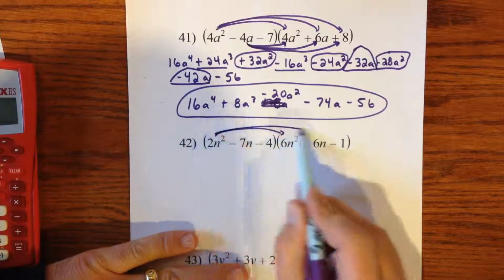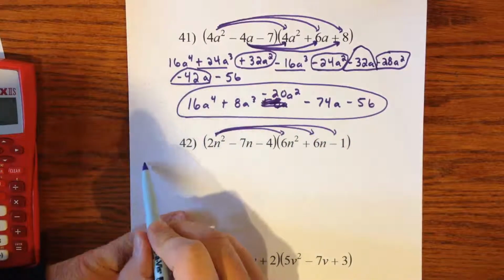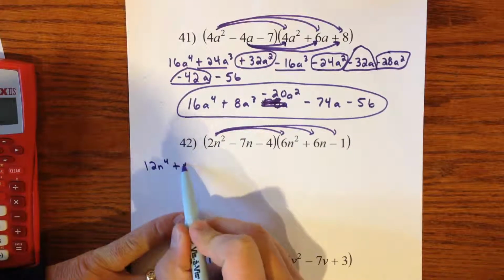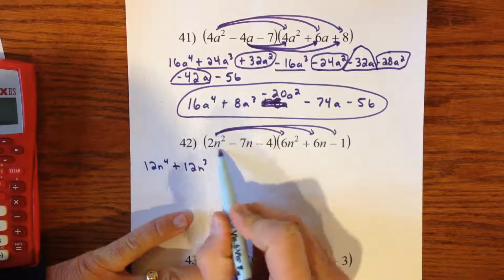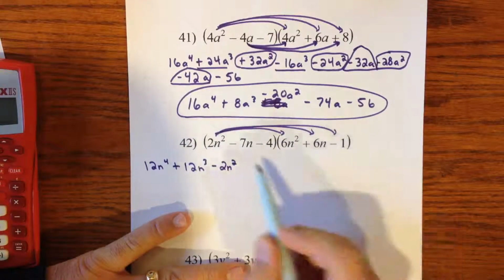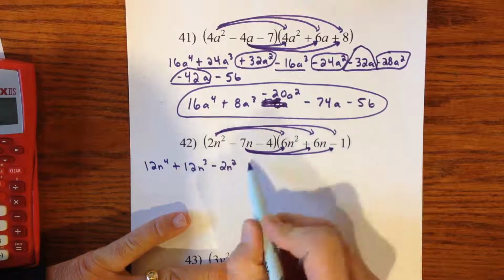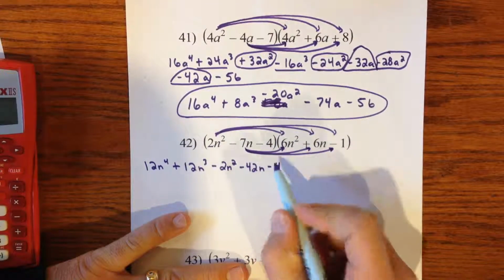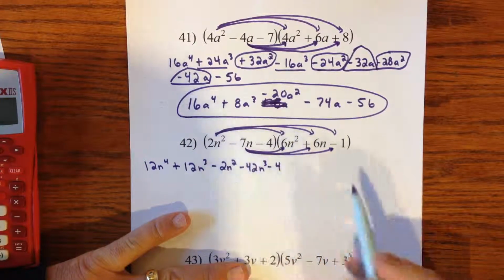So again, I'm going to multiply those to all 3 terms. So I'm going to get 12n to the fourth plus 12n cubed. 2n squared times negative 1 is negative 2n squared. Then I'm going to distribute this, all 3 terms. That's negative 42n minus, it's cubed, right? n times n squared is n cubed.